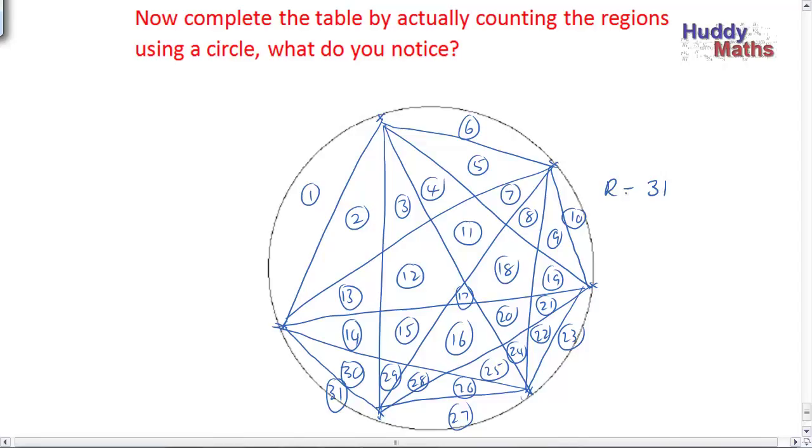R is 31. Our rule predicted that R was 2 to the what? N, oh no, what was it? The number of points, take 1. So we had 6 points, so it should have been 2 to the 5, which is 32. So our rule has fallen over. This is why I wanted you to do this activity.